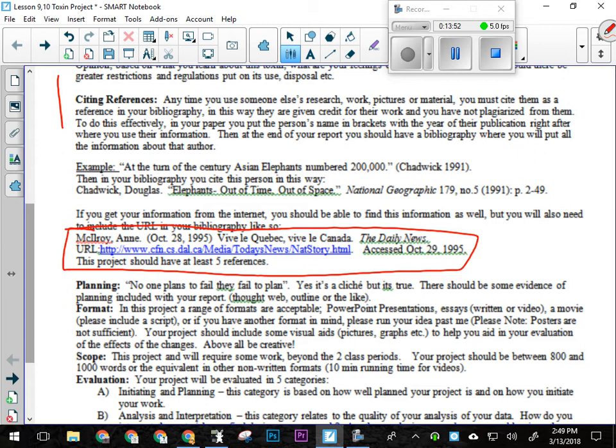Okay. So name of the author, the date that the article was posted. If you can't find the date the article was posted, the last day the site it's on was updated will do fine. But you should be able to find one or the other of those. Hopefully your information is newer than this, because this is before you were born, significantly. Then the name of the article. This one was called Vive le Quebec, Vive le Canada for whatever reason. So that's the name of the article.